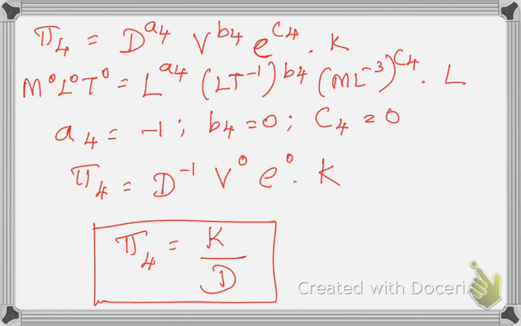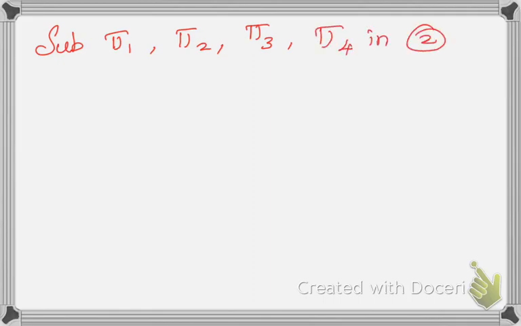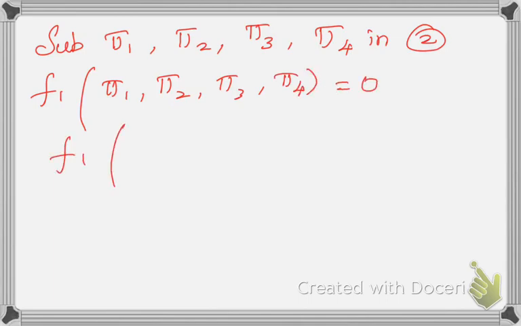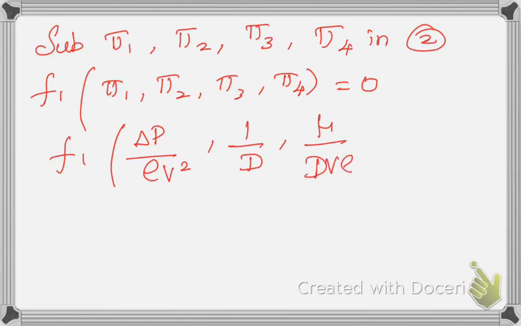Now what we are going to do is substitute all the values of pi 1, pi 2, pi 3 and pi 4 in equation 2. That is, function of pi 1 comma pi 2 comma pi 3 comma pi 4 is equal to 0. So substitute here: f1 of pi 1 is del p by rho v square, L by d, mu by d v rho, k by d is equal to 0.